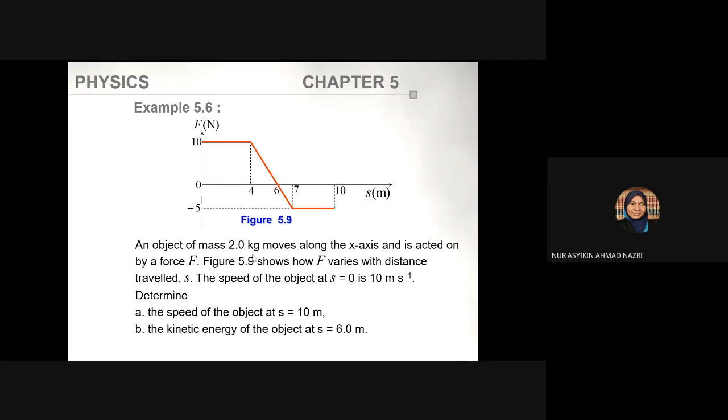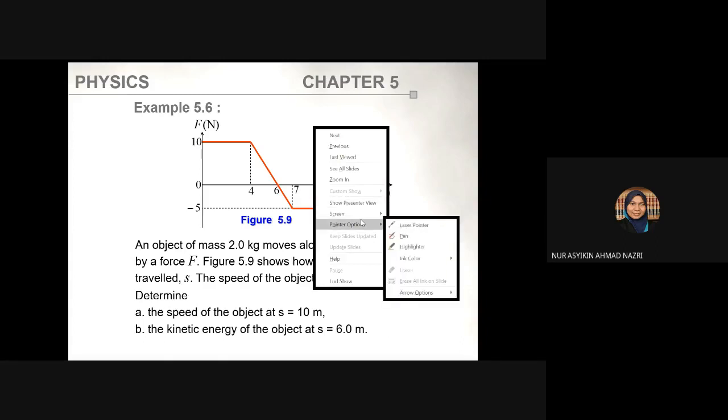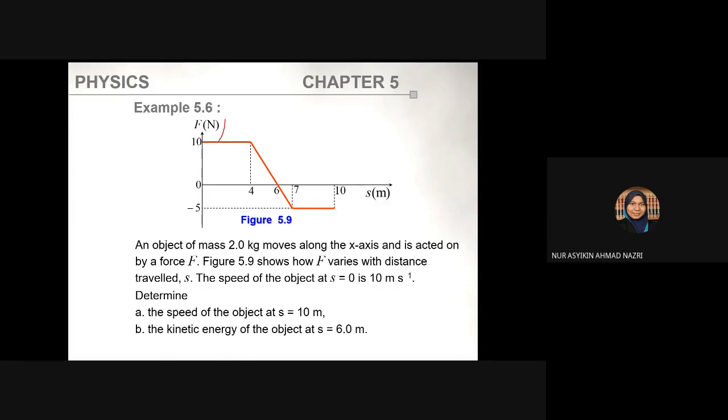Okay, so 2 kilogram moves along x-axis and is acted on by a force F. Shows how F varies with distance traveled. The speed of the object at s equal to 0 is 10 meter per second. So again, for this case, it's given graph of F against displacement. Okay, so determine the speed of the object at s equal to 10 meter.